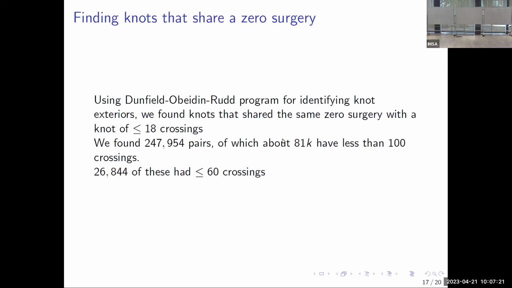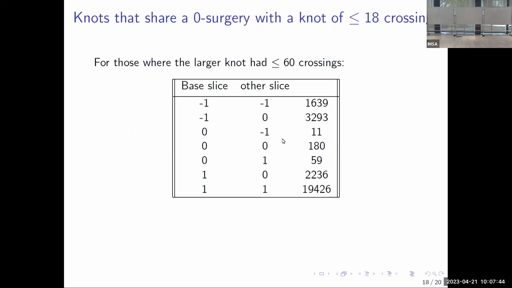For each of these pairs of knots, we tried to look at whether our original knot was sliced or not, and whether the larger knot, I'm calling it the larger knot because empirically it was always larger, the knot that shared a zero surgery with our original knot, is slice or ribbon. And what we found is, well, we didn't find any counterexamples to the smooth four-dimensional Poincaré conjecture. This is what we found in terms of the sliceness.